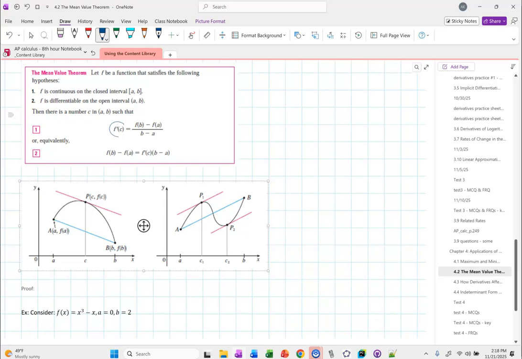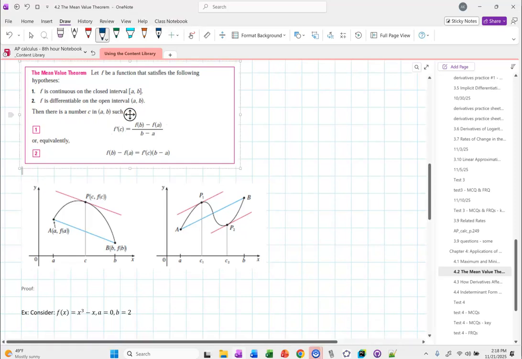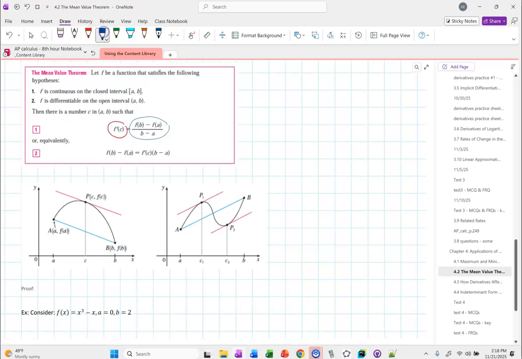So here is my mean value. Here's the slope of the derivative. Those two lines are parallel. They have the same slope, right? So the average value, the mean value, is equal to the slope of the tangent line. So the derivative is equal to it. And now this value c need not be unique.